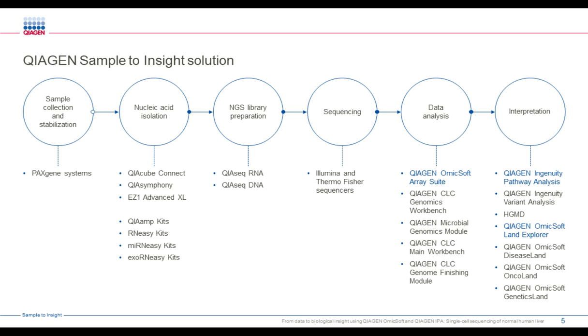The QIAGEN sample to insight is a very important notion that equips any researcher and scientist in the lab from the sample collection and stabilization to the interpretation. And today we are going to talk about three specific software that we have developed over the years: QIAGEN OmicSoft Array Suite for the data analysis, and QIAGEN IPA, or QIAGEN Ingenuity Pathway Analysis, and QIAGEN OmicSoft Land Explorer for the biological interpretation.